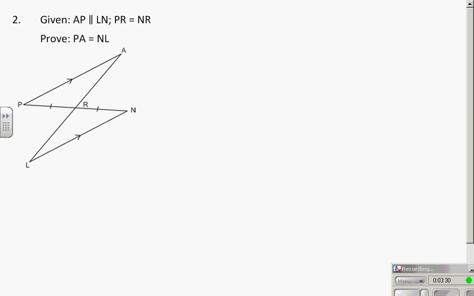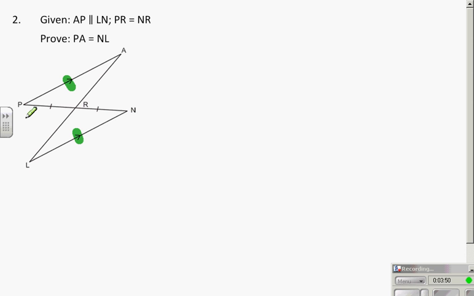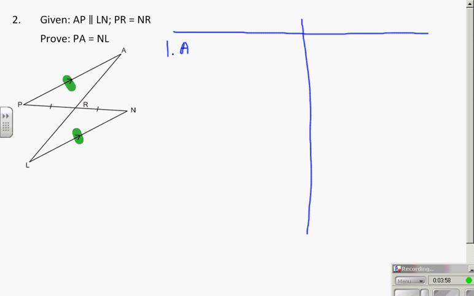At any time during these proofs, feel free to pause, rewind, and listen to them again. That's what the videos are for. Given that AP is parallel to LN and PR is equal to NR, prove that PA is equal to NL. Now, PA and NL. One of the temptations is when you know the sides are parallel to assume that parallel and equal are the same thing, and they're not. Butterfly pictures very often have this parallel piece, and as soon as I see parallel, I need to start thinking angles because parallel lines give me angles.